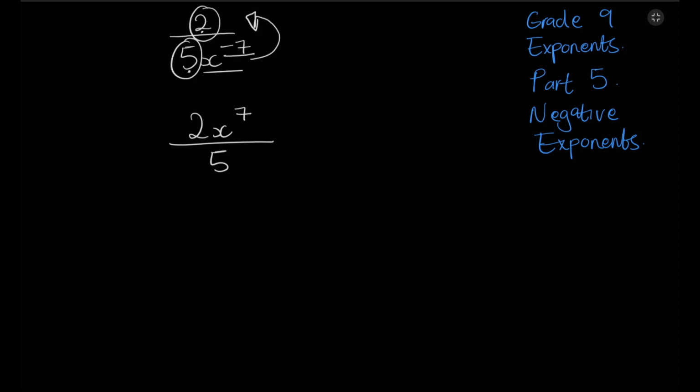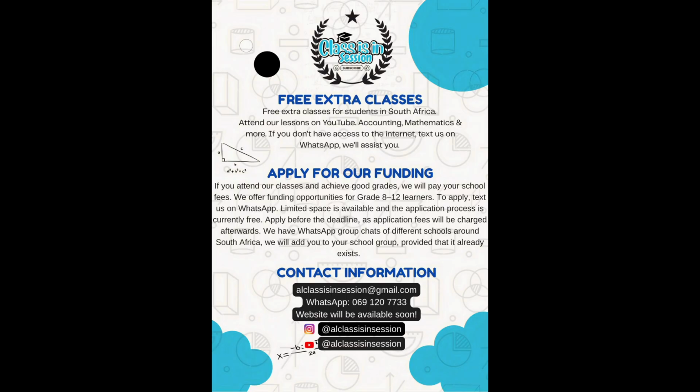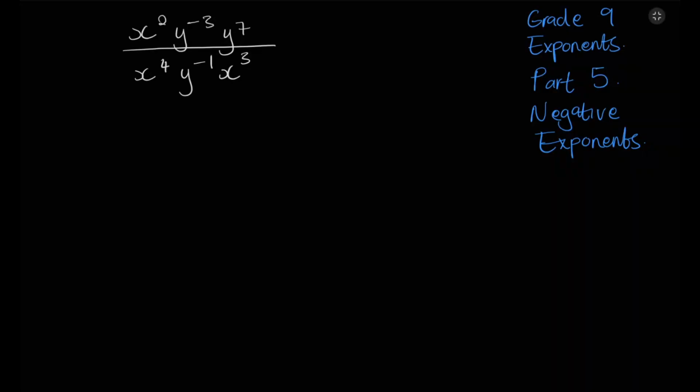Now let's try a few practice questions. Now let's try x squared y to the power negative 3 y to the power 7 all over x to the power 4 y to the power negative 1 x cubed. How do we solve this?